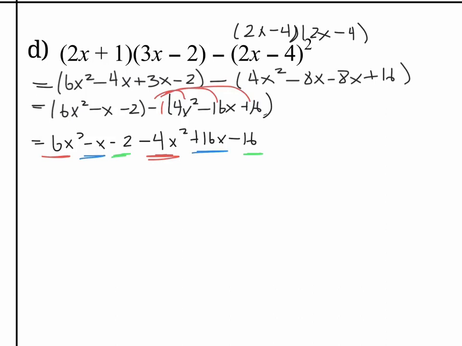So collecting the x squareds first, we have 6x squared minus 4x squared, that's going to be 2x squared. Then we have negative 1x plus 16x is going to be plus 15x. Then we have negative 2 minus 16 is going to be negative 18. And that is our final simplified solution.